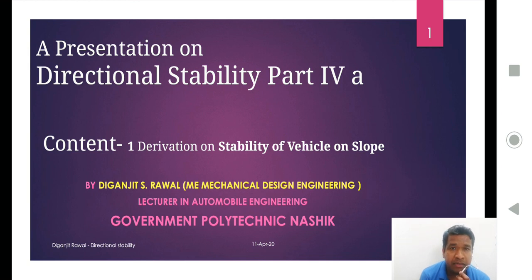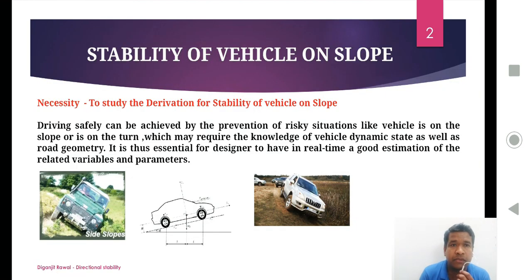I am explaining the details about the derivation of stability of vehicle on slope in the directional stability part 4a. In the previous part, I have explained the theoretical information regarding stability of vehicle on slope as well as stability of vehicle on turn. So, why the necessity to study the derivation for stability of vehicle on slope?